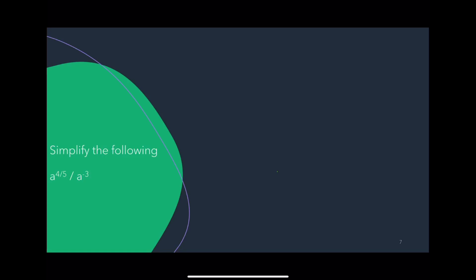The first one we have here is a to the power of 4 divided by 5, divided by a to the power of minus 3. Now if you apply the rule of division, that means a to the power of 4 divided by 5 minus minus 3. That means a to the power of 4 divided by 5 plus 3. Then you take the common denominator, 5 divided by 5, that means 4 plus 15 here. That means a to the power of 19 over 5.